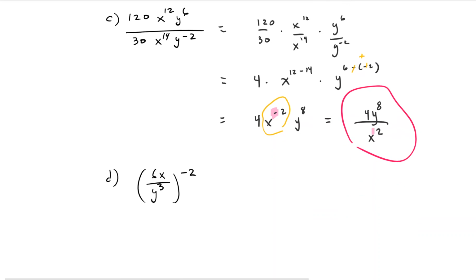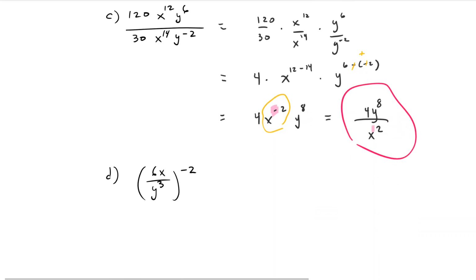Our last one, D. D is a fraction inside of parentheses raised to a power. So the fraction inside the parentheses is 6x over y to the third. And the exponent on the parentheses is negative 2. So 6x over y cubed, all raised to the negative 2.